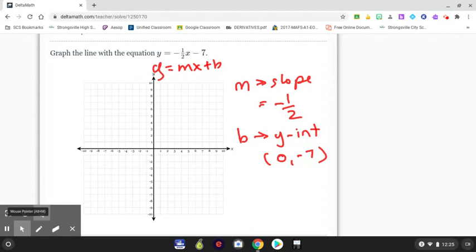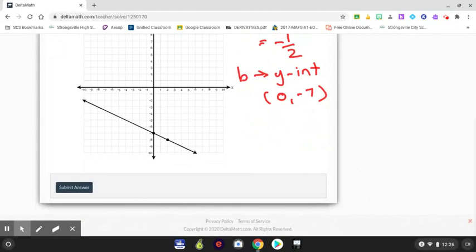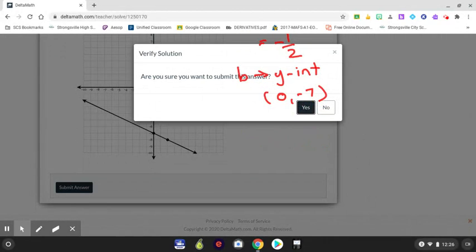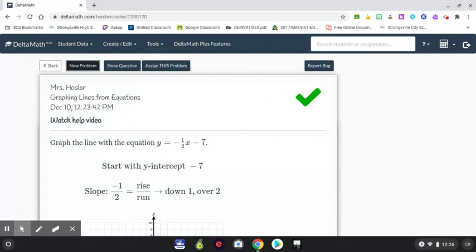So the first thing I'm going to graph is that (0, -7). I'm going to use that slope then to plot another point. So -1/2 means that my line should be decreasing. I'm going to go down 1 to the right 2. I also could have gone up 1 but to the left 2, and that would have created a decreasing line as well. And then I'm going to hit submit answer. Yes, I'm sure. And I get a check mark, so I'm good to go.